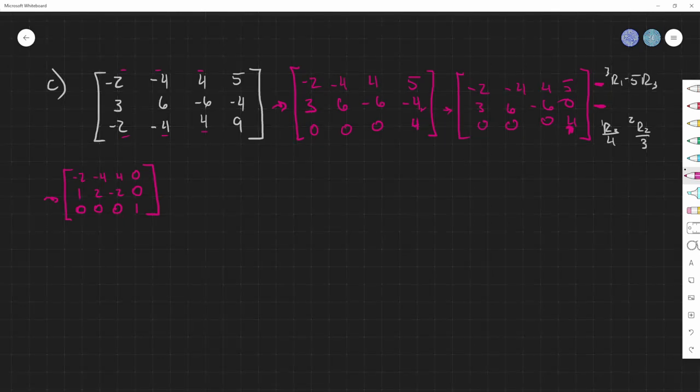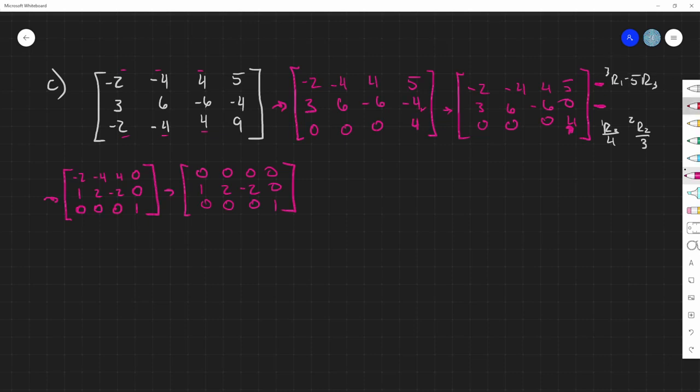Now let's get back to this. Row 1 and row 2 look like they are multiples of each other, so what we can do is zero this out, because you're just multiplying it by 2. 1, 2, -2, 0, 0, 0, 0, 1. And we're done. Row reduced echelon form.